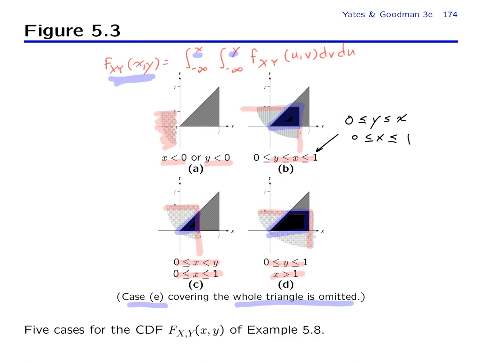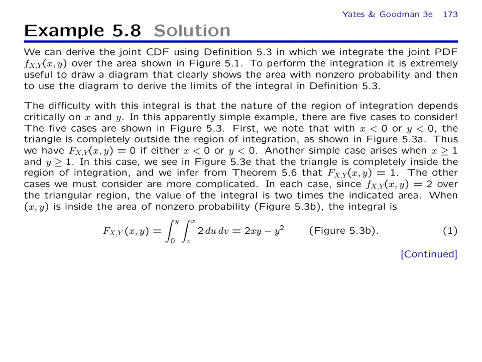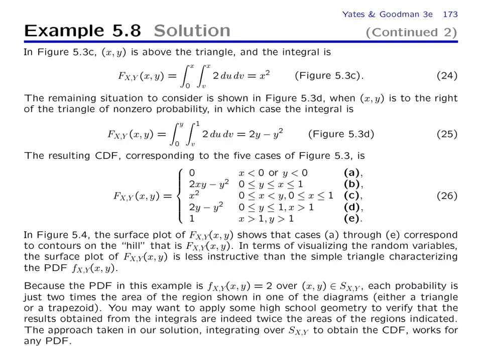So I'll skip the next slide that has some of the details and jump to the answers, because in fact that's all we really want to look at at this point. Okay, so our 5 cases yield 5 different answers ranging from 0 to 2xy minus y squared. There are 2 more cases, and finally, when x is greater than 1 and y is greater than 1, the joint CDF is equal to 1.